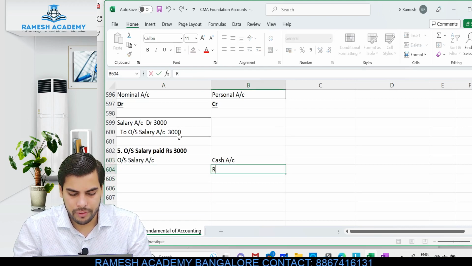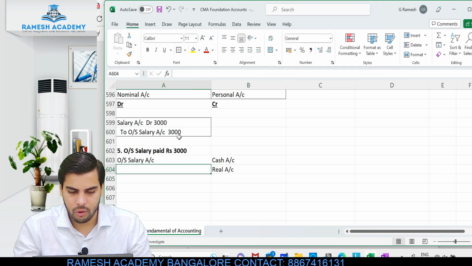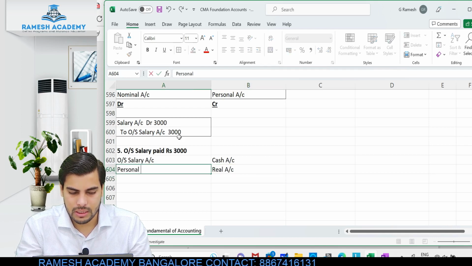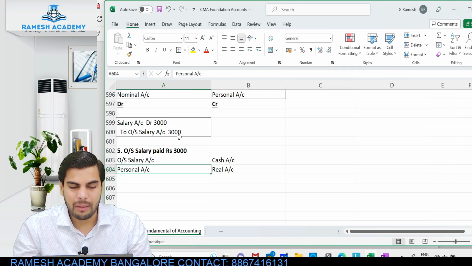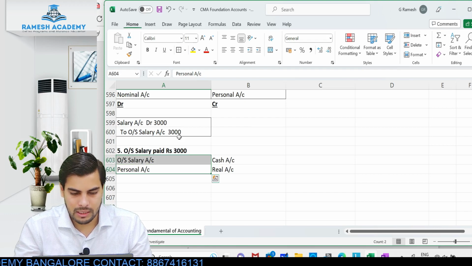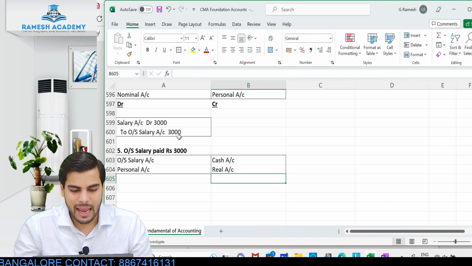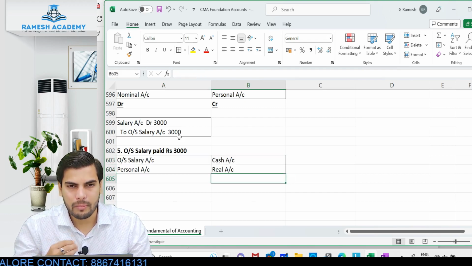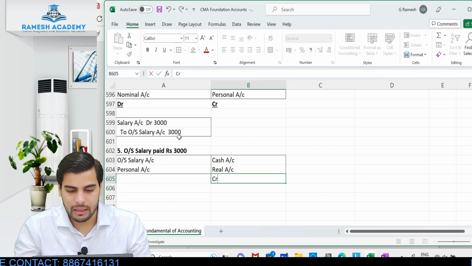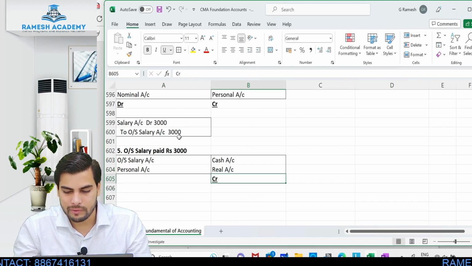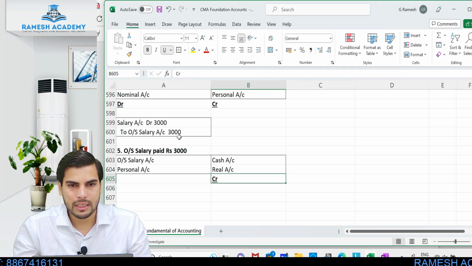Cash, you already know that this is a real account, and outstanding salary, you already know that this is a personal account. So when I pay this particular 3,000 rupees, going forward there won't be anything called outstanding. Let's just apply the rule. Cash is a real account. Debit what comes in, credit what goes out. When I pay the cash, don't you think the cash is going out of the business? Therefore I just need to credit it.